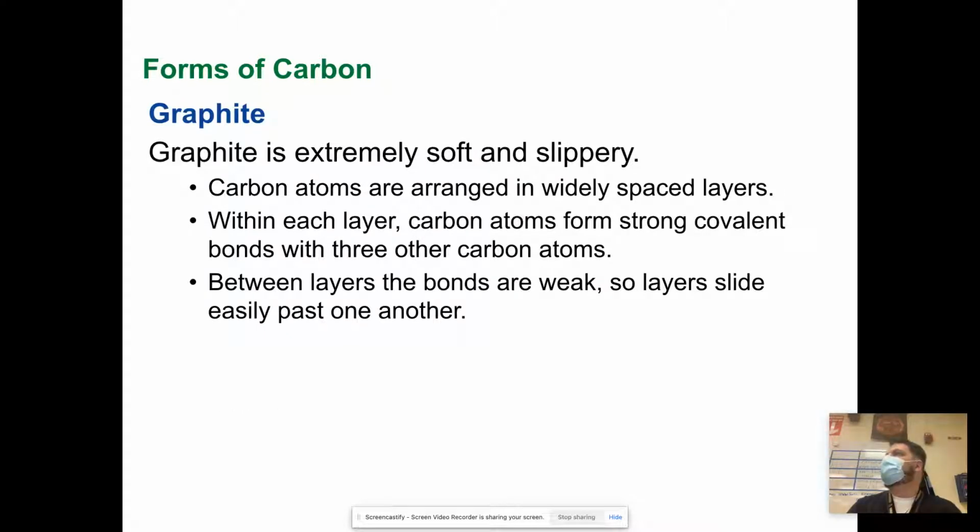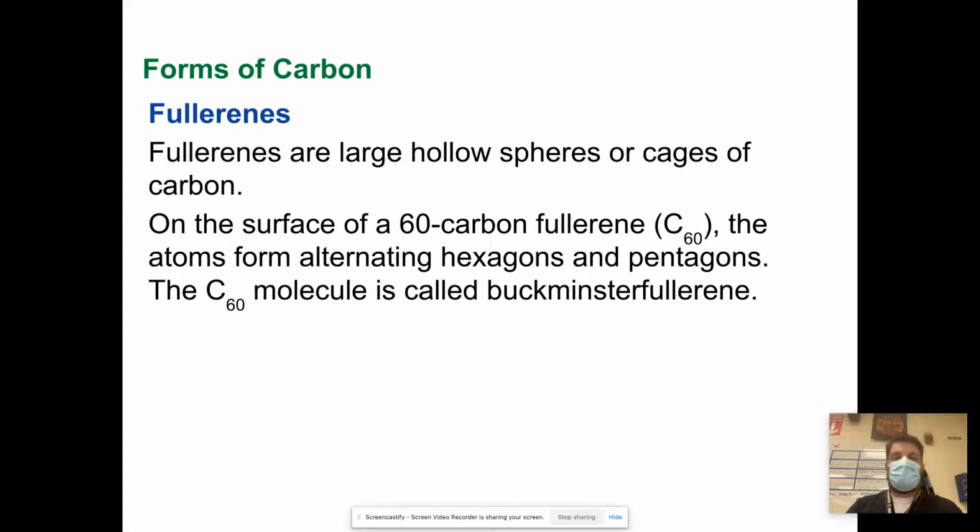It's like what's in your pencil lead. Carbon atoms are arranged in widely spaced layers. Within each layer, carbon atoms have strong covalent bonds with 3 other carbon atoms. Between the layers, the bonds are weak and the layers slide off. That's why they're great for pencils. Like when you write, you're literally writing a layer of carbon on the paper with a pencil.